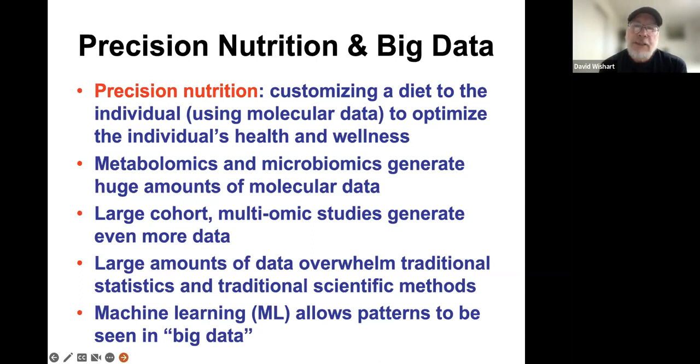Now, a lot of these precision nutrition studies are being based on large cohort, multi-omic, genomic, proteomic, metabolomic studies. And again, this is generating huge amounts of data. So whether it's the omic data or the multi-omic data or the large cohort data, we're dealing with terabytes of data. And that overwhelms the traditional statistical methods and many of the scientific methods that we are used to. But we do know, and I think many of you are hearing about artificial intelligence and machine learning, and these are computing techniques that allow us to see patterns in the big data, to start making sense of it.